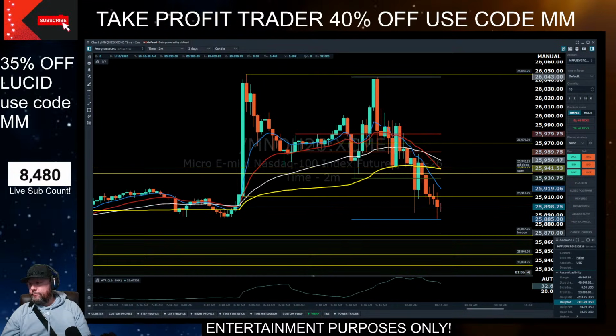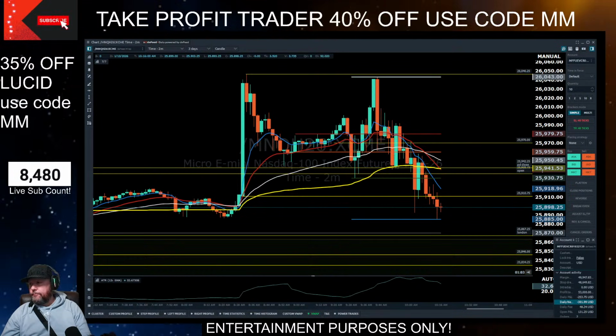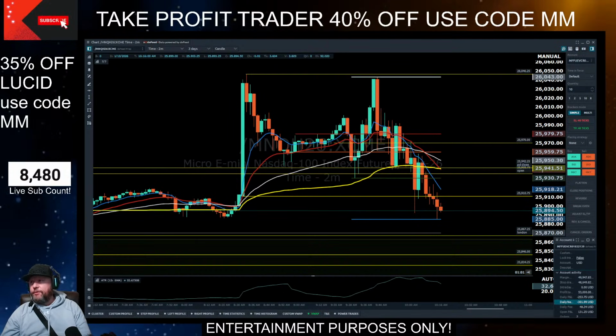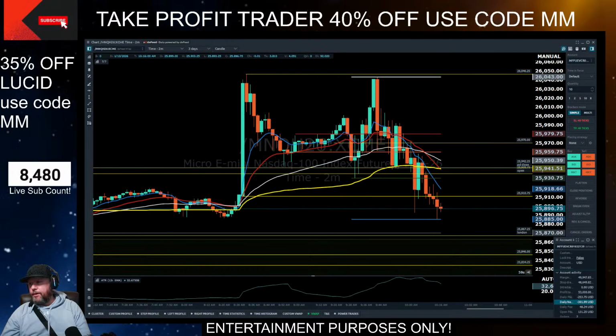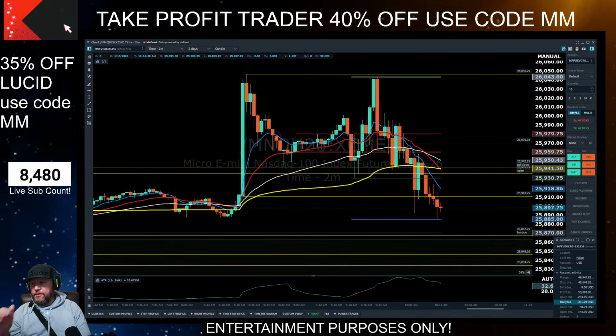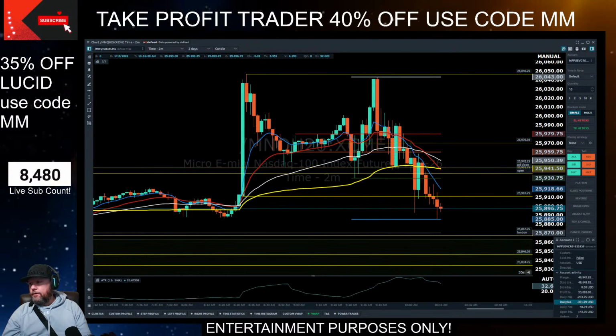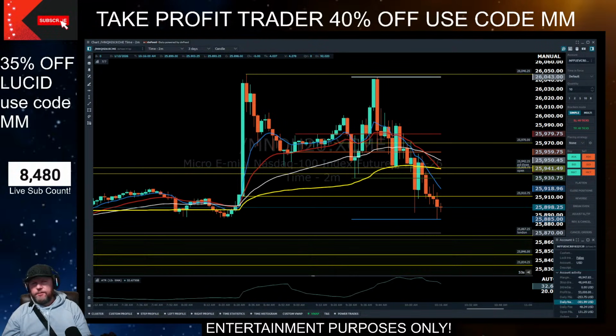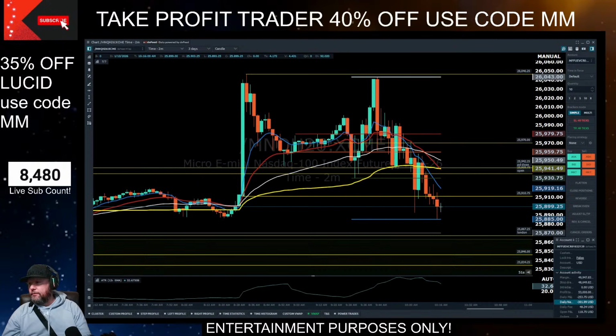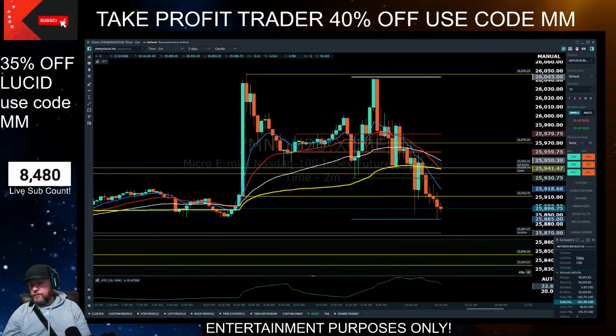So if it busts through 93 here, it can test 90. I really could probably take it all the way down to 86, to be honest, on ES.